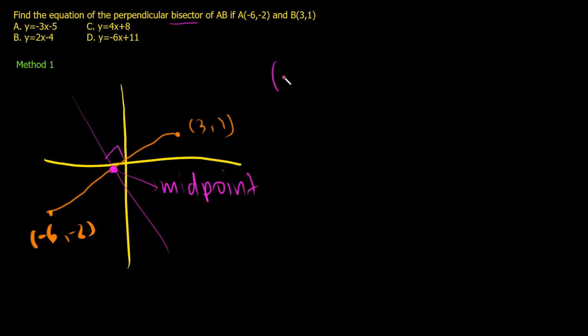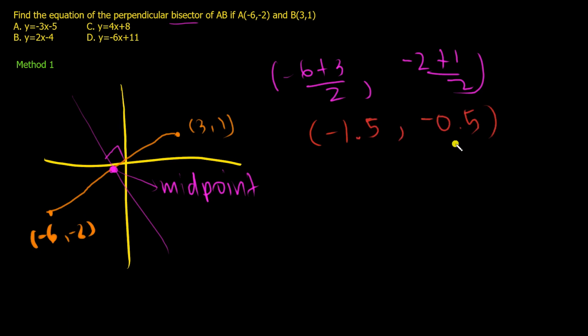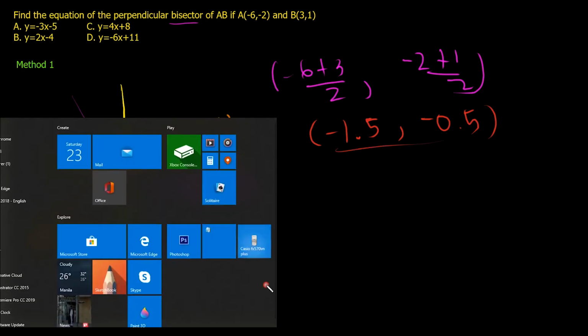Okay? So solving for the midpoint, you have negative 6 plus 3 divided by 2, and negative 2 plus 1 over 2. So what is the midpoint, class? The midpoint is negative 1.5 and negative 0.5. So that is the midpoint first. Now that we have the midpoint, what's next? Direct substitution, class. The choices are possible equations of the line, and since the line passes through this point, you can do direct substitution. So try it, class.